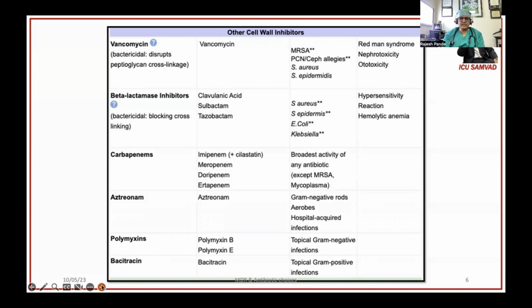Polymyxins B and E are used for typical gram-negative infections. Just remember that polymyxin E is to be used when there is cystitis or UTI, because polymyxin B is not concentrated in urine. Otherwise, for all other infections, the drug of choice remains polymyxin B because it is less nephrotoxic.